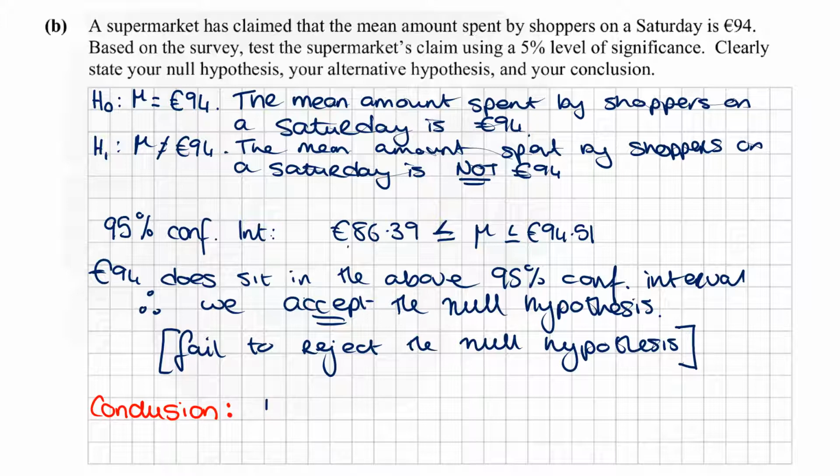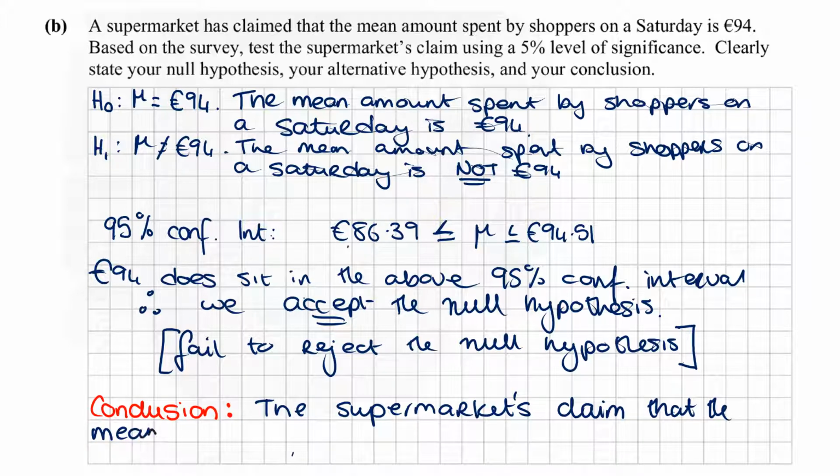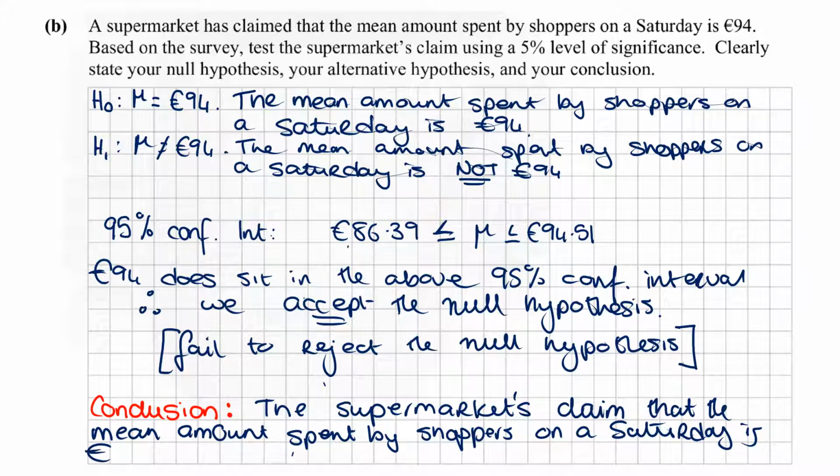What we can say is the supermarket, or whoever, in this case it's a supermarket, claim that the mean amount spent, so we're going back to this statement, by shoppers on a Saturday is €94 is correct. So that's our conclusion.